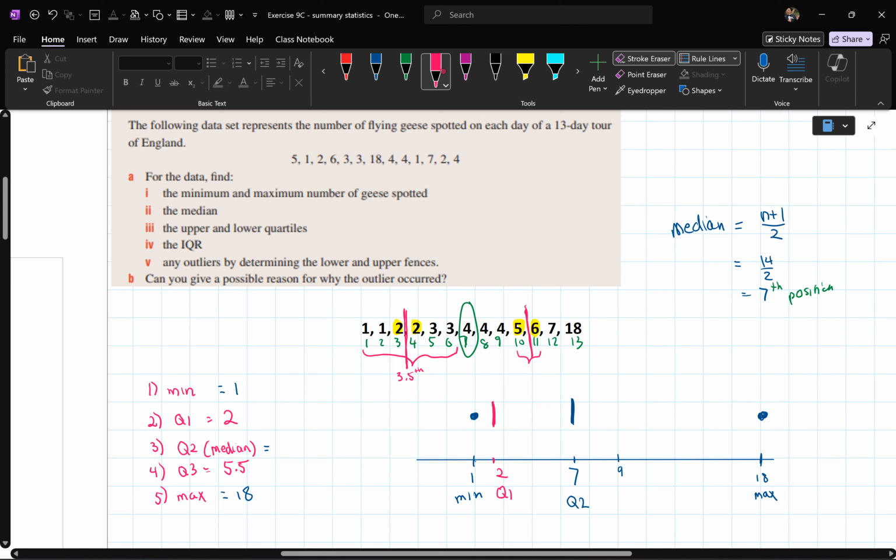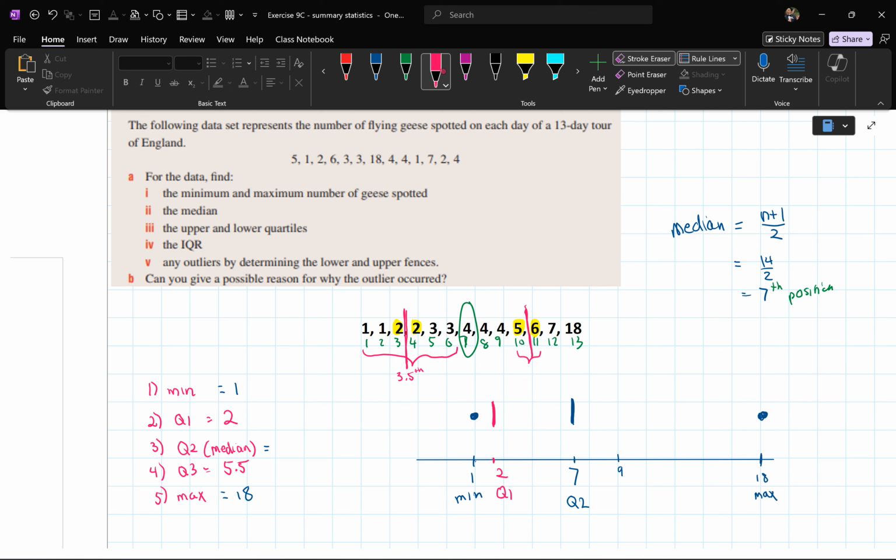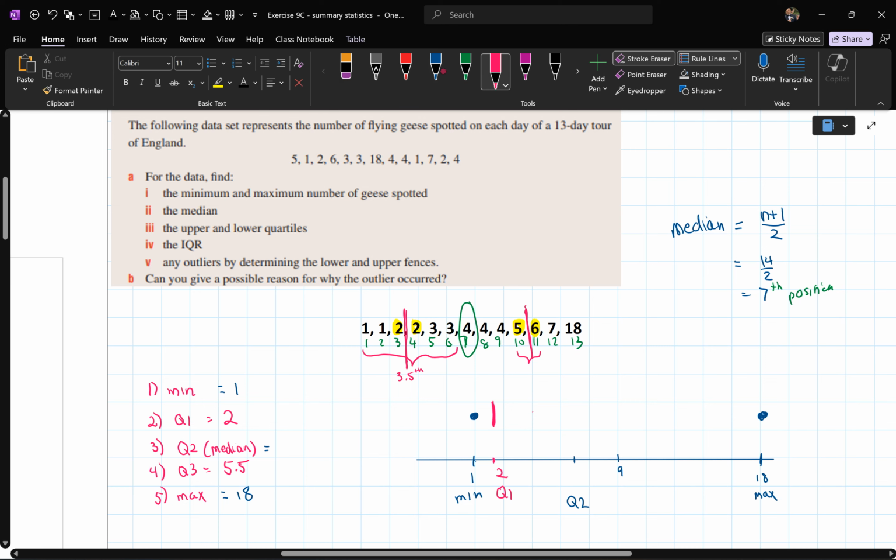Wait, that doesn't make sense. Oh, my middle's 4, wasn't it? Why did I write 7? Oh, because of the 7th position. Sorry, my bad. That makes a lot more sense now. That means the middle should have been somewhere here, and 5.5 should have been maybe about here. What's this 9? Oh, that's the halfway mark.